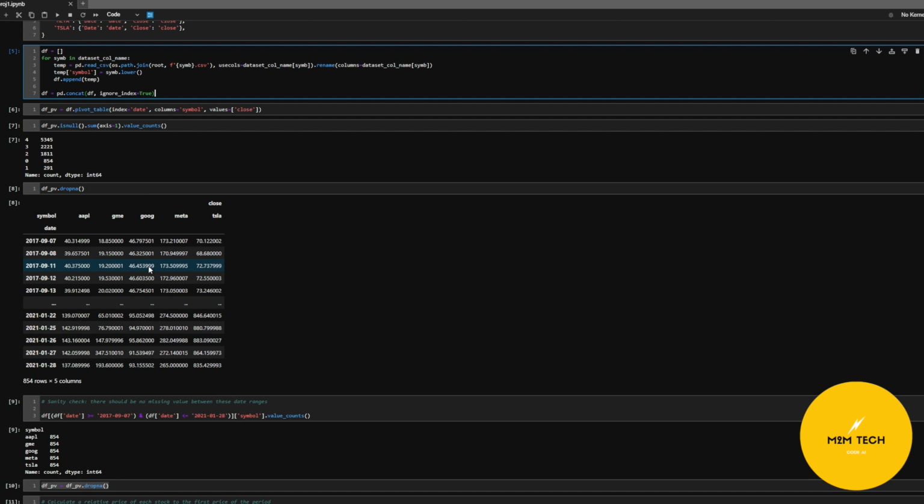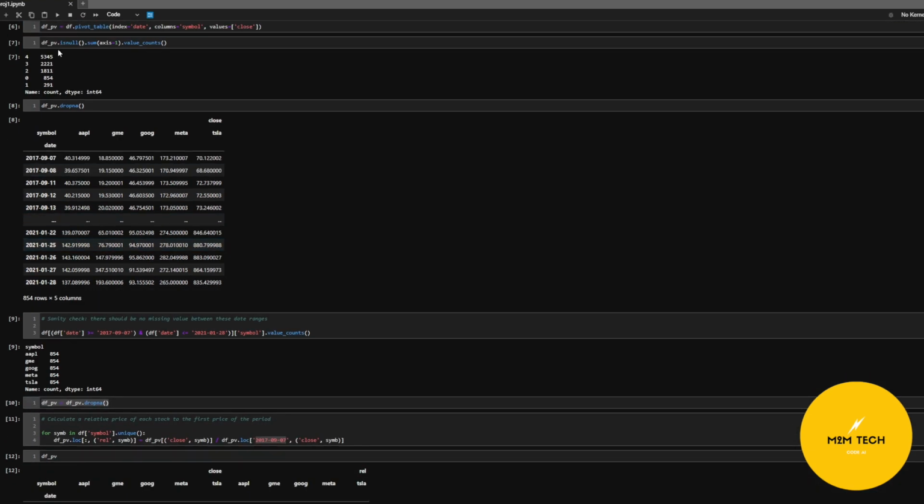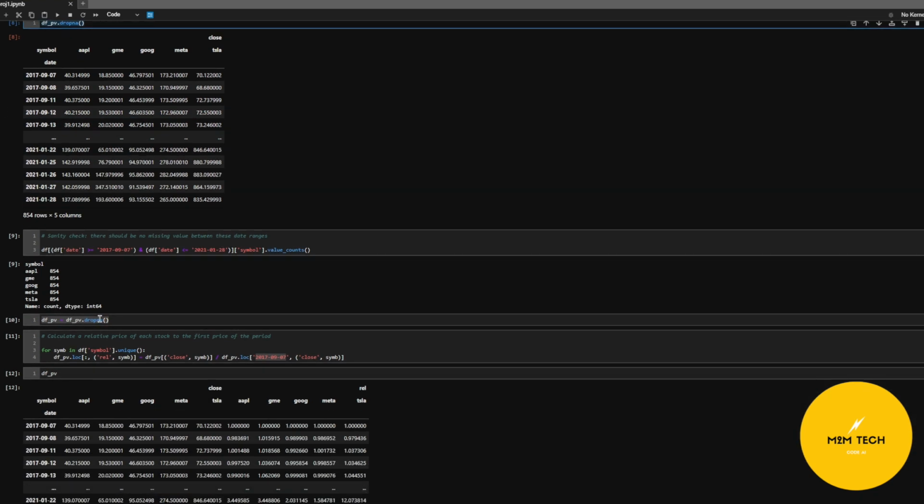Okay, and just to make sure, we do the sanity check. So if we filter the date to be between these two dates, they should all have 854 rows. Okay, yeah, and so I'm going to go ahead and drop the NaN values from the data frame so that we will work on this date period.